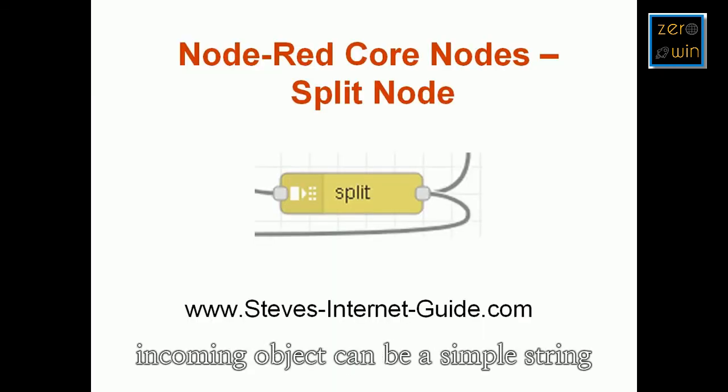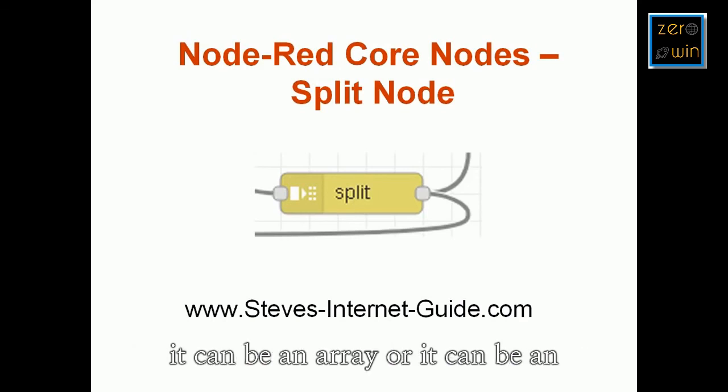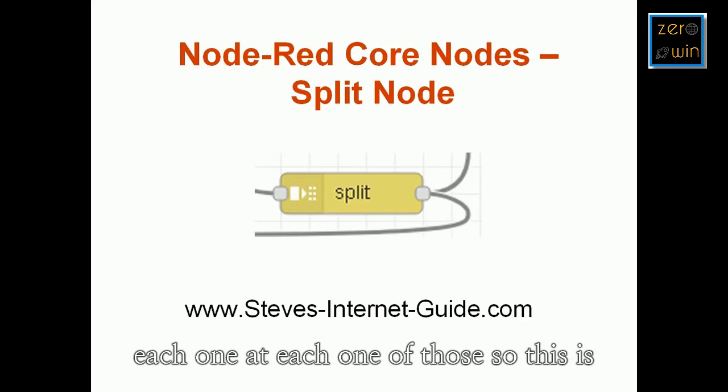Now, the incoming object can be a simple string, it can be an array, or it can be an object, and the split node will split each one of those.